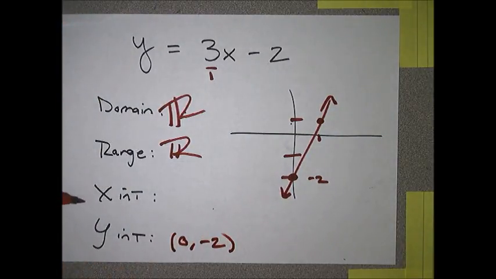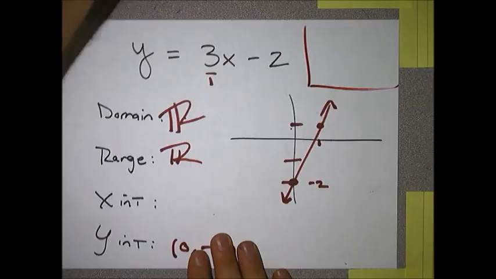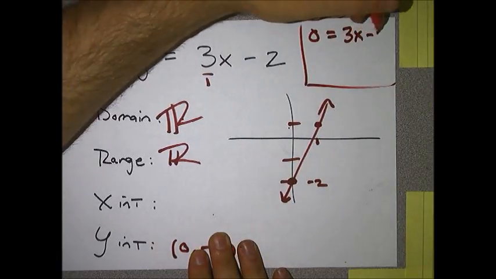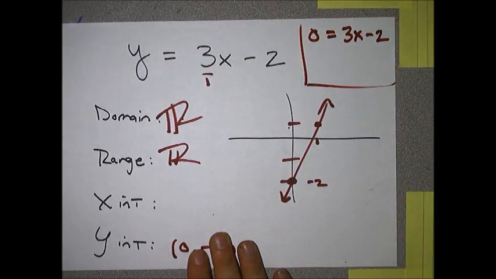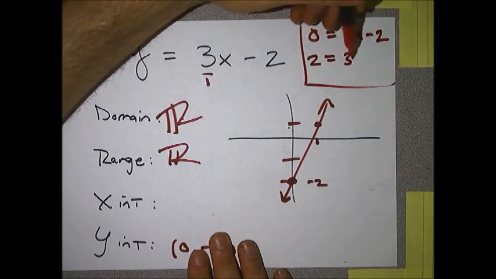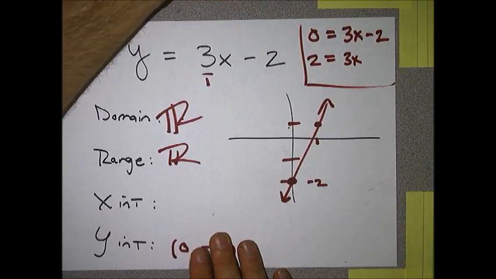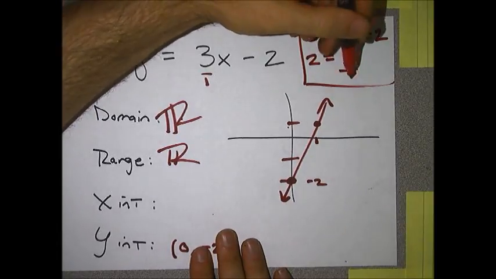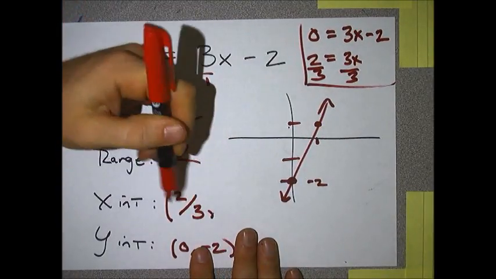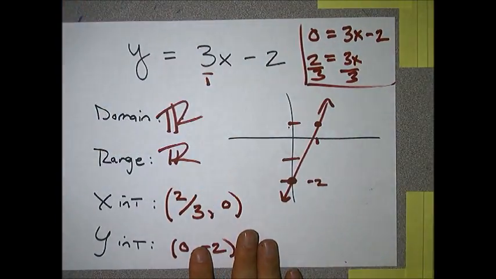If I want to find the x-intercept, I should let y be equal to 0. So if I let y be equal to 0, this would be 0 = 3x - 2, and we're going to solve. We would solve by adding 2. So now I have 2 = 3x. I want to solve for x, so we would divide both sides by 3. So my x-intercept is at (2/3, 0).